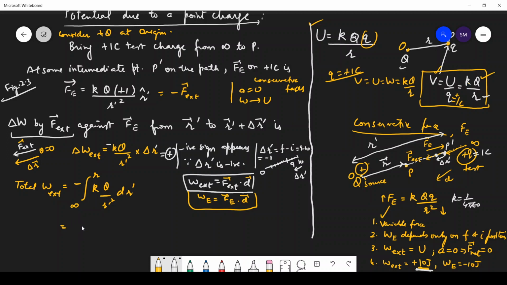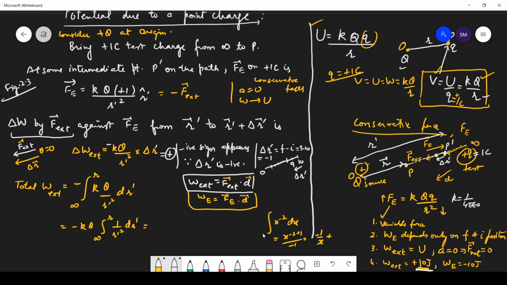and that's equal to, now you people are comfortable with the integration, there's no problem, the constant will come outside, so minus kq, and infinity to r, 1 by r dash square dr dash. So x raised to the power minus 2 dx means its integration will be x to the minus 2 plus 1 divided by minus 2 plus 1, that is minus 1. So x raised to the power minus 1 upon minus 1, that will be equal to minus 1 upon x.